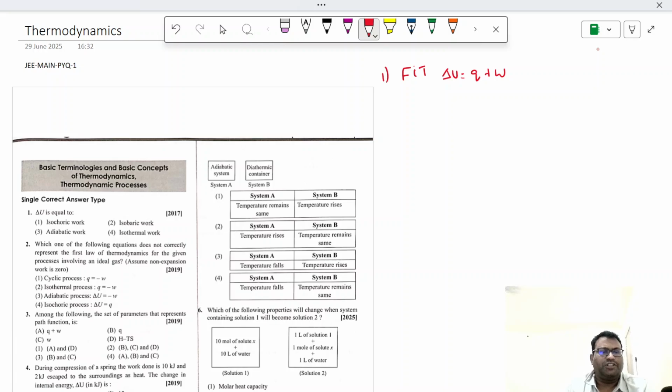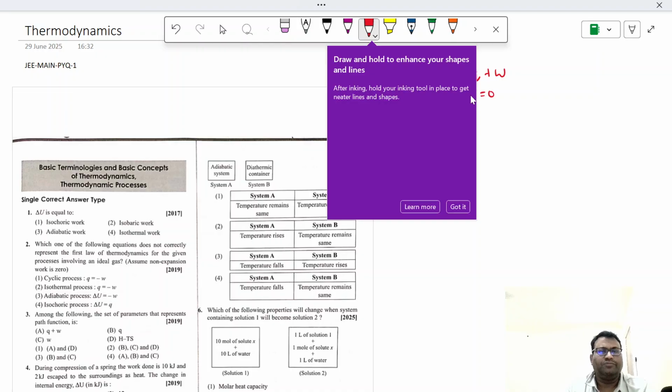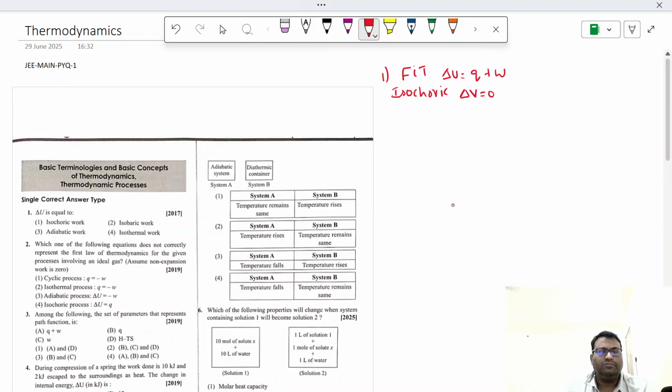So first option is given as isochoric work. What is meant by isochoric process? Isochoric process means delta V is equal to 0. What is delta V? Change in the volume. Isochoric means iso same, choric means volume, so same volume. Delta V is equal to 0.